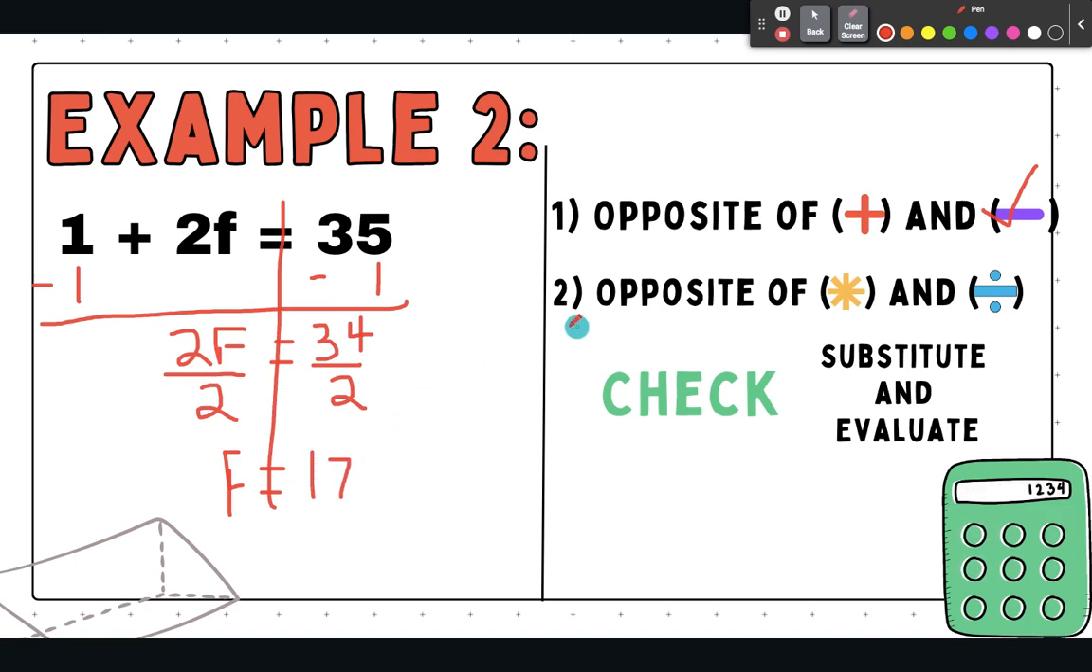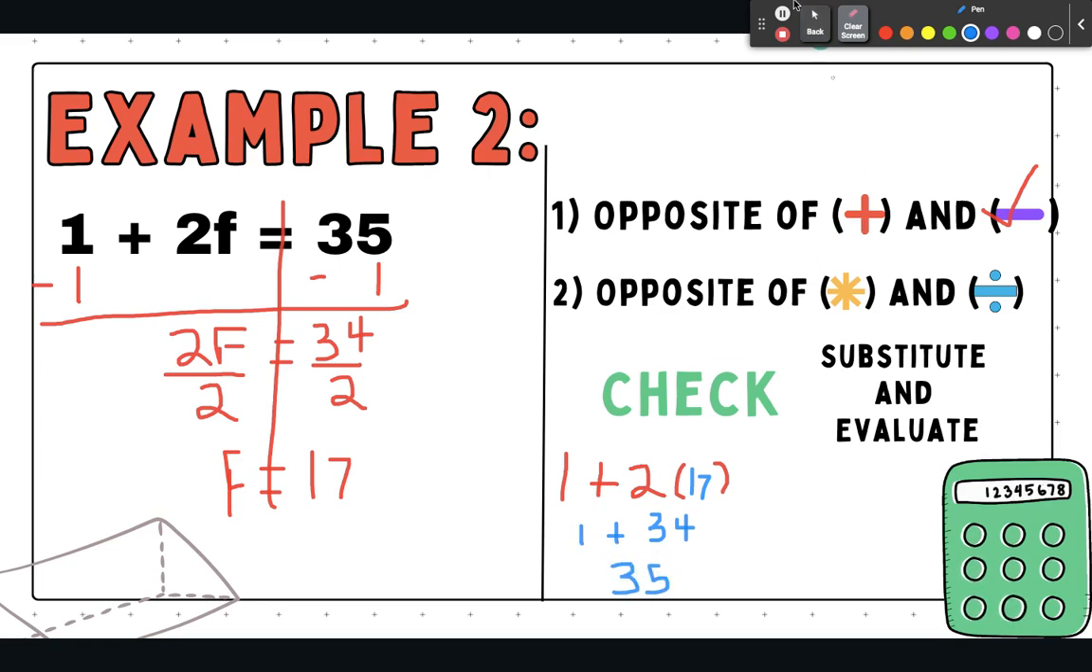Last thing we need to do is our check. So we believe that 1 plus 2 times something is 35, and now we believe that that something is actually 17. So 1 plus 2 times, and notice I always use parentheses when it comes to my substitution. We believe that instead of f, we can substitute in our value of 17. Multiplication first, 2 times 17 is 34. And 34 plus 1 is, in fact, 35. So our check does work out perfectly here.